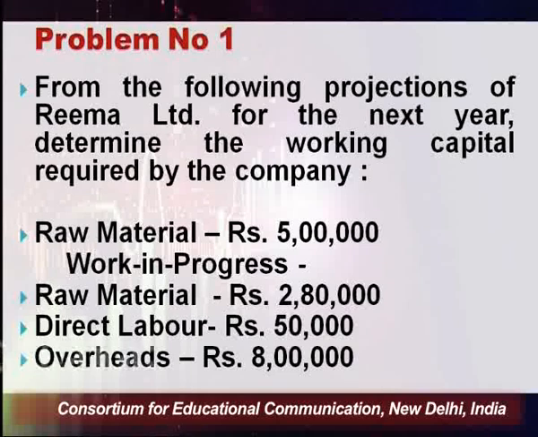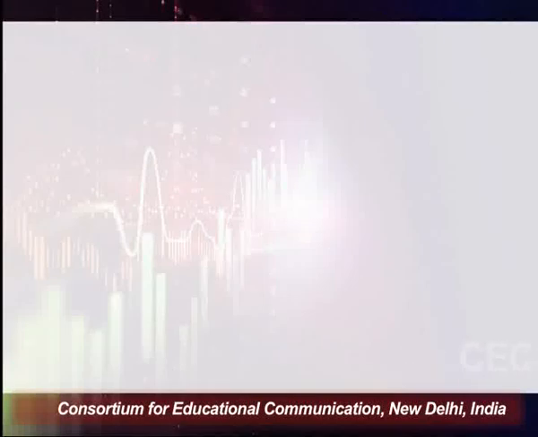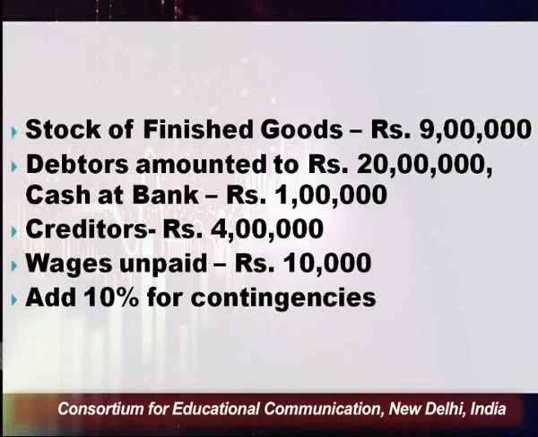So while computing work in progress, we shall be aggregating all these values. Remember, these values are taken from the balance sheet only. Next item in this list of information available with us is stock of finished goods, rupees 9 lakh. Debtors amounted to rupees 20 lakhs, cash at bank rupees 1 lakh, creditors rupees 4 lakhs, wages unpaid, or you can say outstanding wages, rupees 10,000, and the question is indicating that you have to add 10% margin for contingencies.